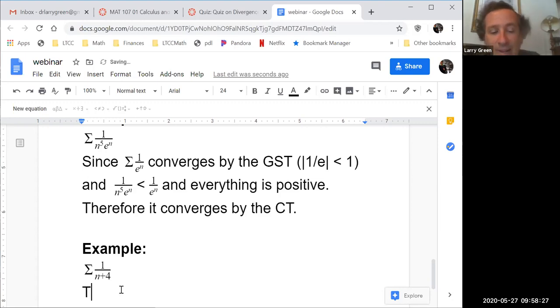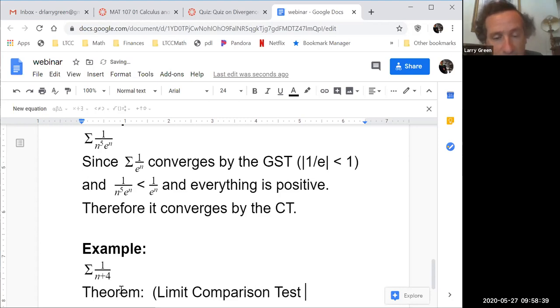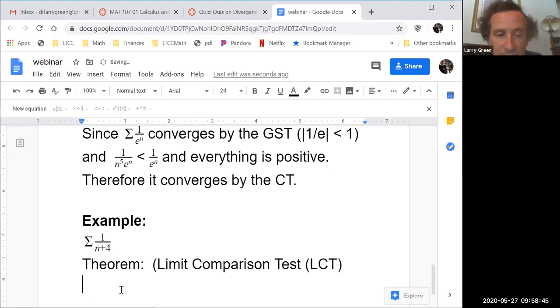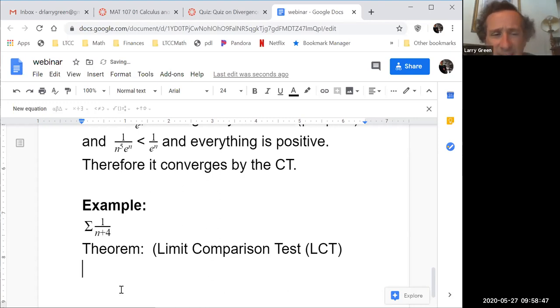So let me write down the next theorem. This is called the limit comparison test, LCT for short. So the idea of the limit comparison test is the following. You say, well, yeah, this is definitely smaller than 1 over n.